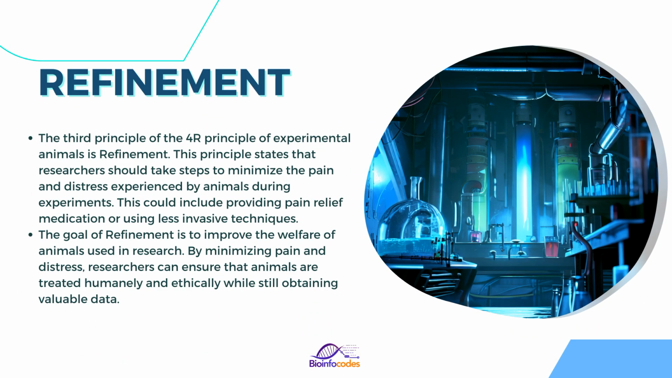Refinement. The third principle of the 4R principle of experimental animals is refinement. This principle states that researchers should take steps to minimize the pain and distress experienced by animals during experiments. This could include providing pain relief medication or using less invasive techniques. The goal of refinement is to improve the welfare of animals used in research. By minimizing pain and distress, researchers can ensure that animals are treated humanely and ethically while still obtaining valuable data.